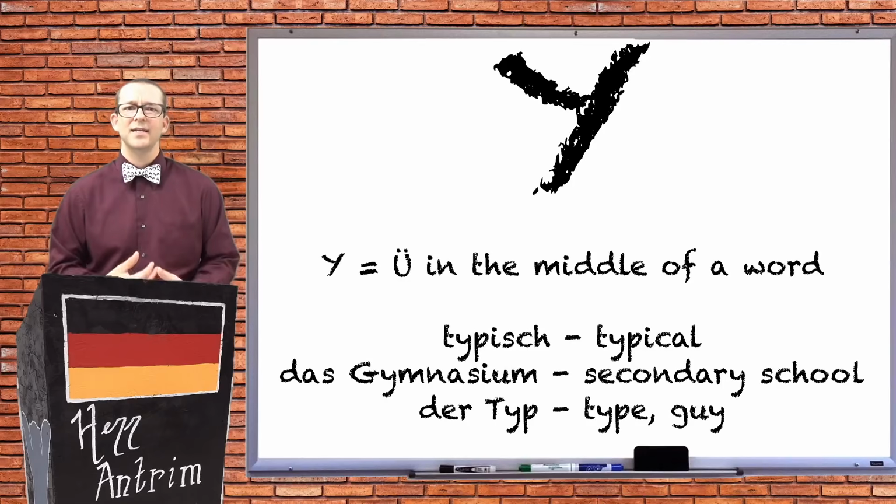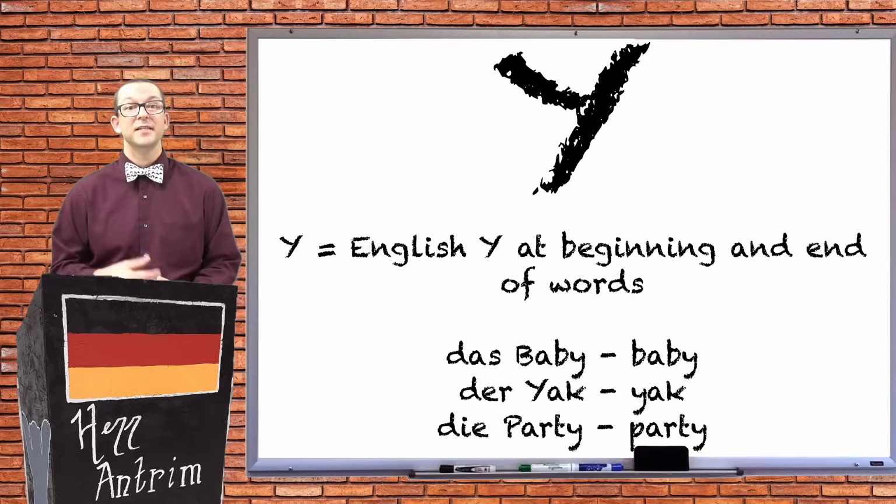grün. In the odd case that the letter Y shows up in a German word, you need to pronounce it like the U umlaut. So for example, typisch, Gymnasium, typ. If it's at the beginning or the end of a word, it will be pronounced like the English-sounding Y. Baby, yak, party.